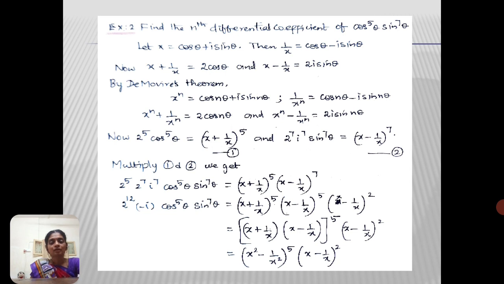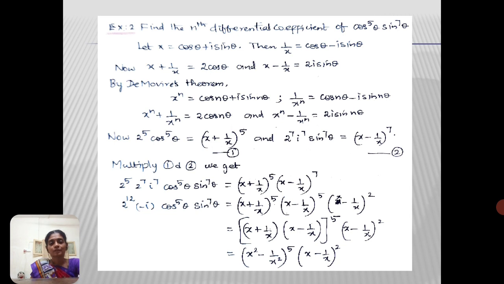So for cos power 5 theta we have to take 2 power 5 cos power 5 theta. This can be written as (x plus 1 by x) power 5. 2 power 7 i power 7 sin power 7 theta equals (x minus 1 by x) power 7. So multiplying these two equations we arrive at 2 power 12 into i power 7 cos power 5 theta sin power 7 theta. On the right hand side we have to multiply the respective expressions. So we take the common terms, that is, power 5 is common.